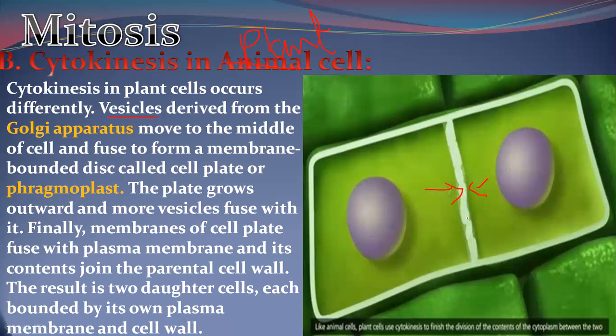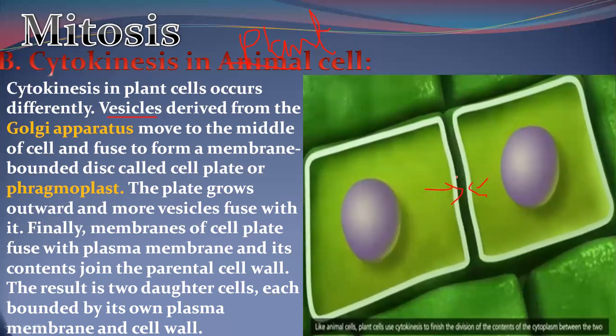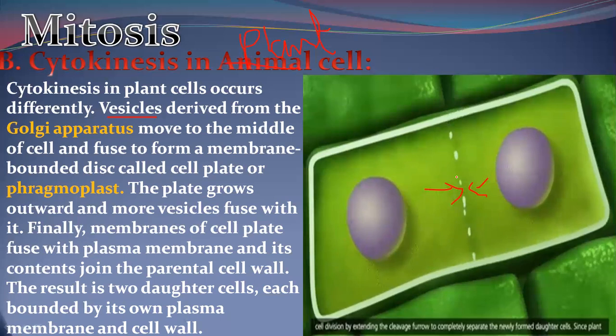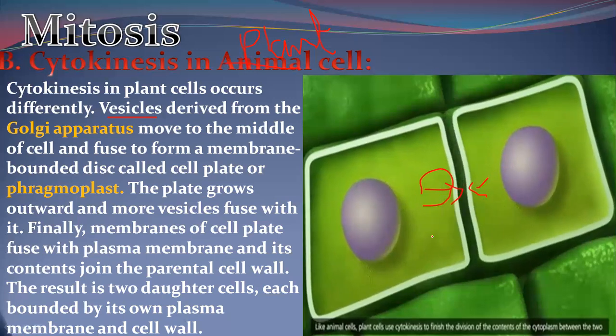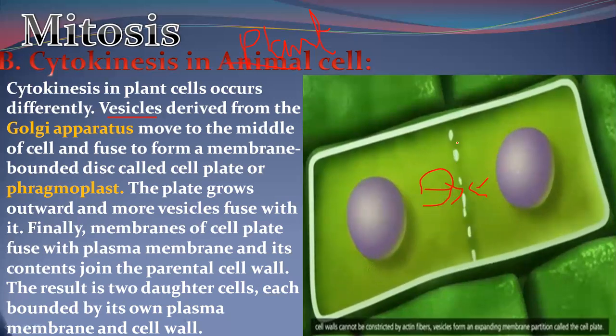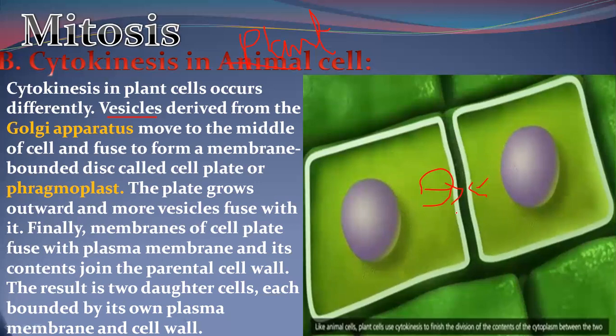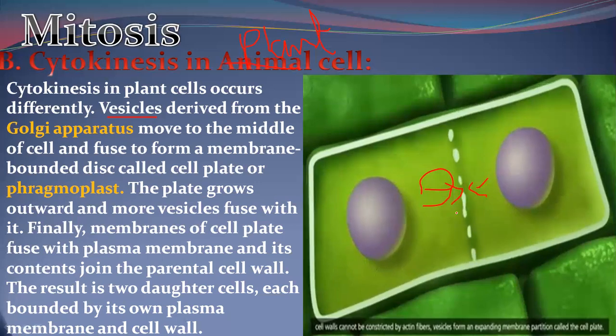They move toward the center and form a membrane-bounded disc. You can see here they all appear in the center, and now they are going to form the cell plate. This cell plate is also called the phragmoplast because it is formed by the fragments of the Golgi apparatus. First it appears in fragments, and then they straighten and spread together.